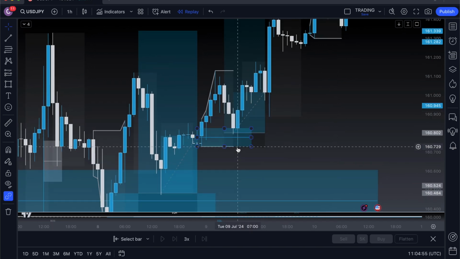And as you can see, our protected low, which was the manipulation, was our protected low. So the wicks did not stop us out. It did not want to come below our protected low. It's already swept the liquidity down here. The market doesn't want to come any lower.